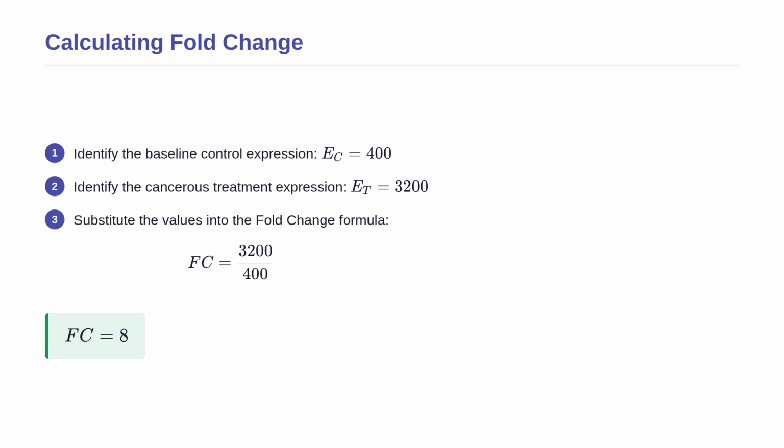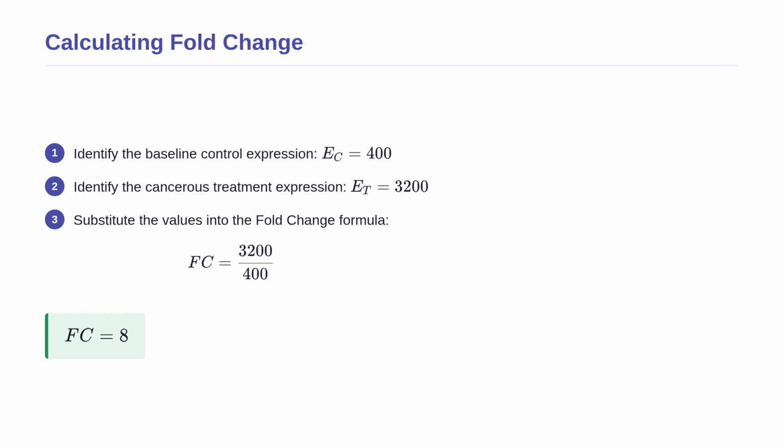Now that we have our formula, let us see this with a concrete example. Suppose we are studying a specific gene. Let us call it gene A, to see if it is linked to skin cancer. In a healthy skin cell, the expression level of gene A is measured at 400 units. This is our control baseline. In a cancerous skin cell, the expression level spikes to 3,200 units. This is our treatment condition.